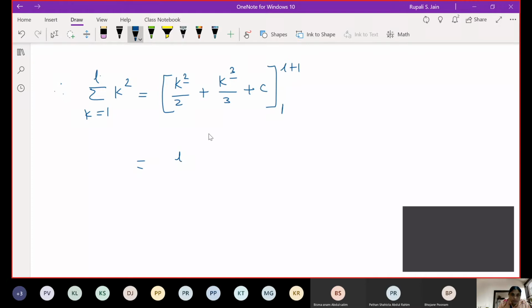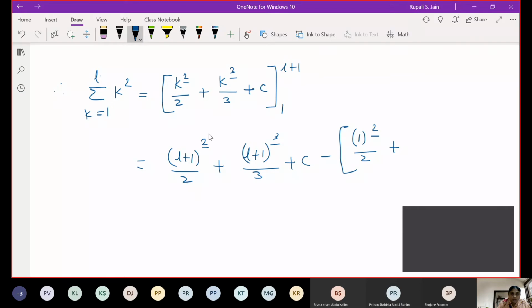What will this be? (L+1)^(2 falling)/2 + (L+1)^(3 falling)/3 + C − 1^(2 falling)/2 − 1^(3 falling)/3 + C.